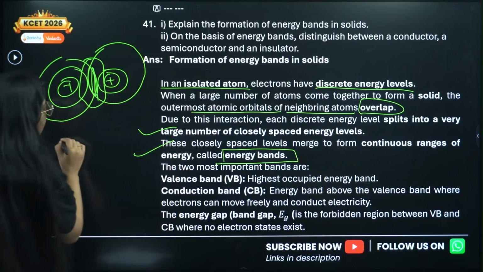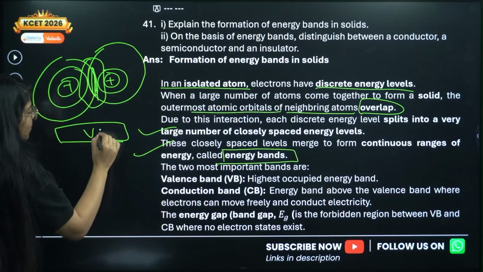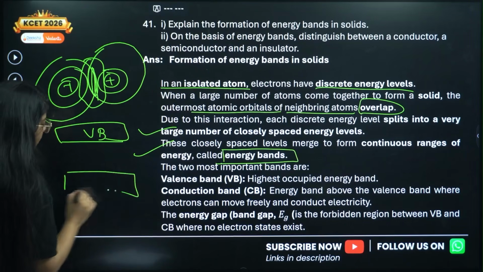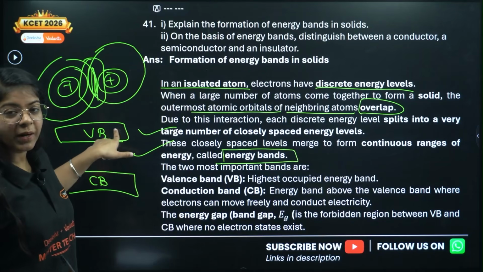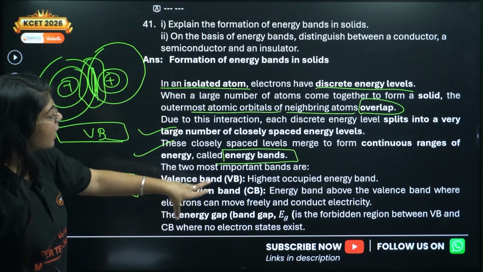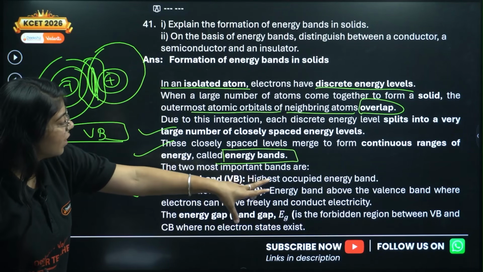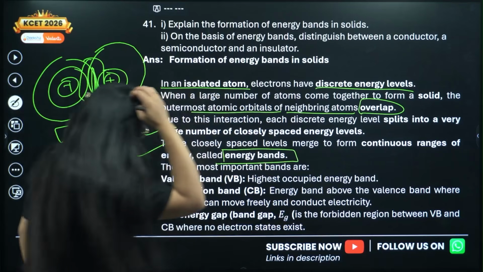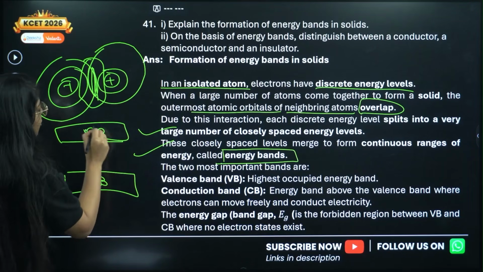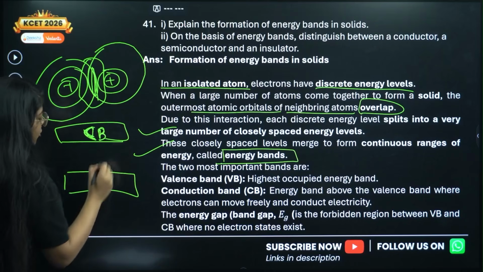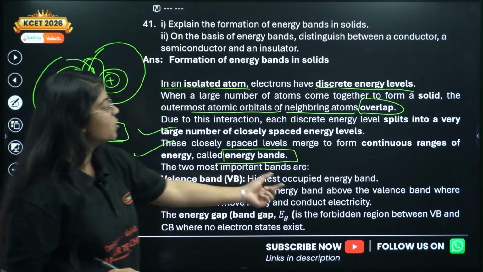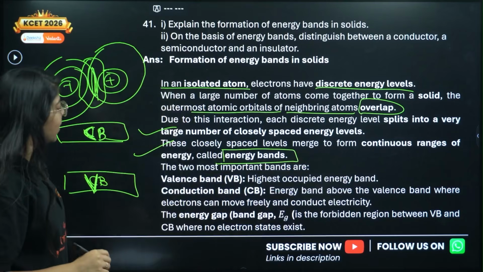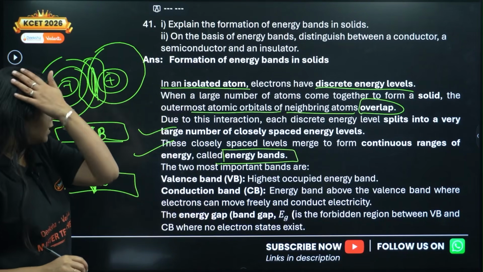So this is the diagram. This is my valence band, and below it is the conduction band. This is the highest occupied energy band, and the conduction band is the energy band above the... Sorry, this was the conduction band. Above we have the conduction band, below we have the valence band. My bad. So the conduction band is the energy band above the valence band, where electrons can move freely and conduct electricity.